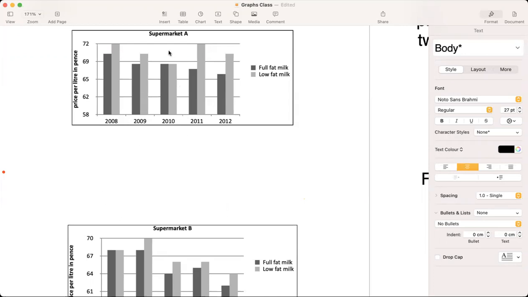अच्छा, अभी आपने सुपरमार्केट ए का और बी का कंपैरिजन करना है और आपने ये बात लिखी है कि फुल फैट मिल्क की प्राइस ए में ज्यादा है, राइट? अभी हमने ये करा ना. अब आप मेरे को लो फैट की भी करो. तो लो फैट की देखते हैं.